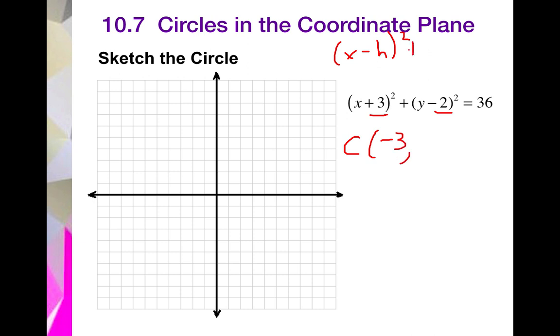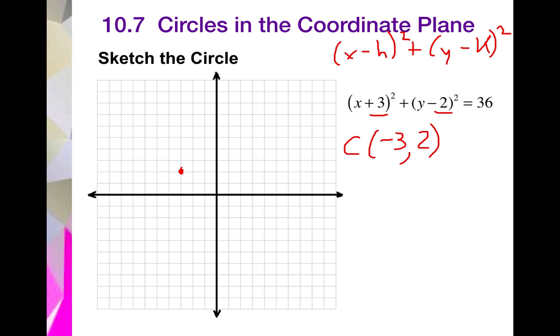And then we also have the part y minus k squared. And that's going to be 2 for k. So 2 for k, and that's the center of our circle. So if I count over -3, 1, 2, 3, and then +2, I end up with a center here.